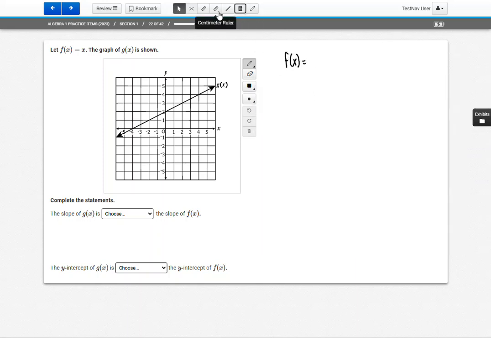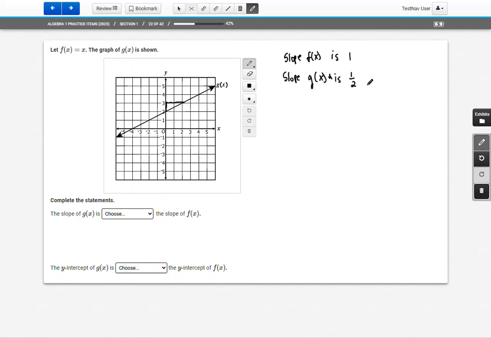So let me write it a different way. Okay, so the slope for f of x is 1. And what is the slope for g of x? g of x is, let's see, so it's up 1 over 2. So that's 1 over 2. Okay, so basically it's 1/2. The slope is 1/2 of the slope of f of x.